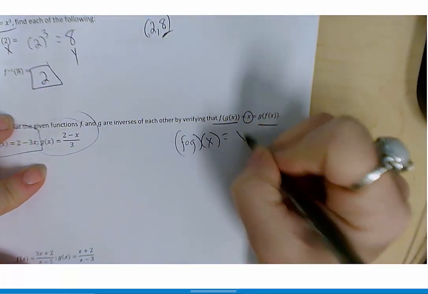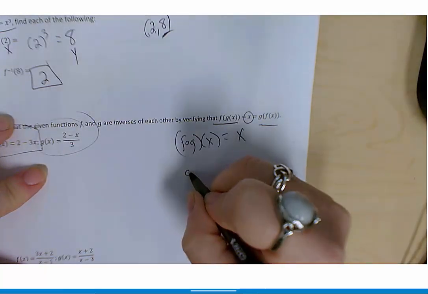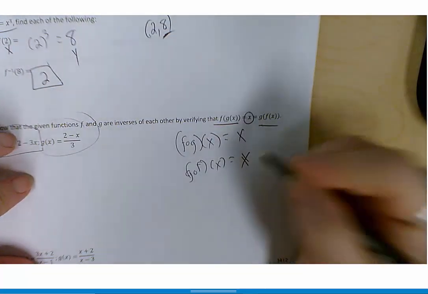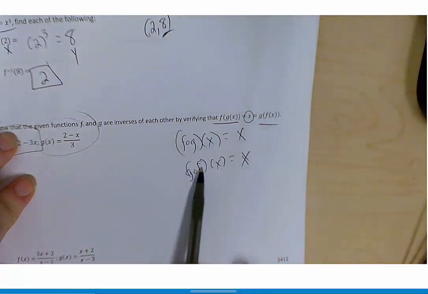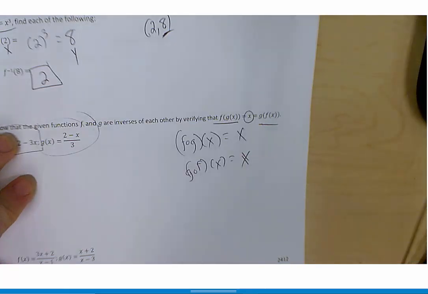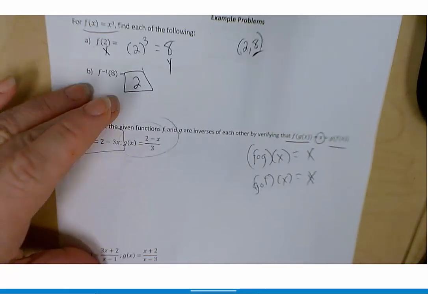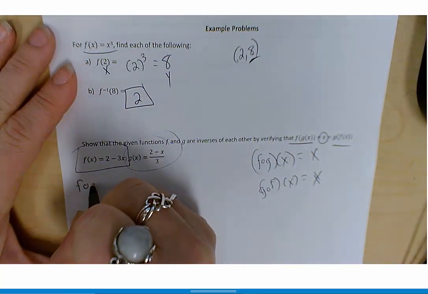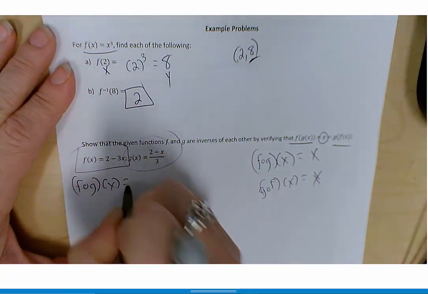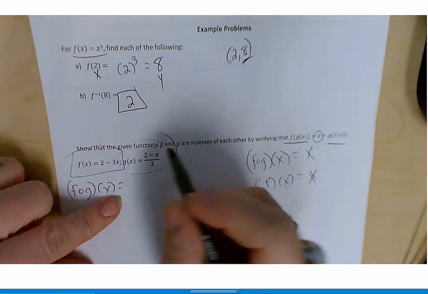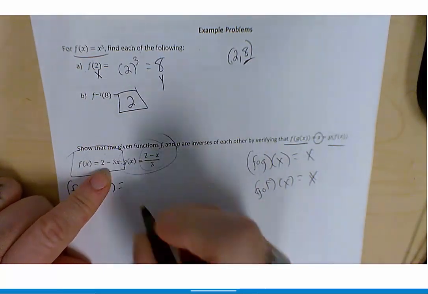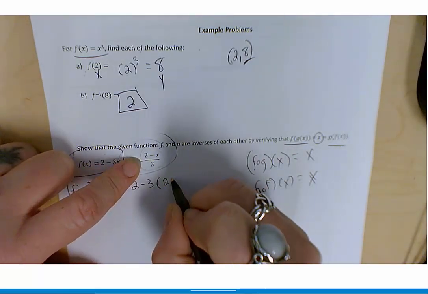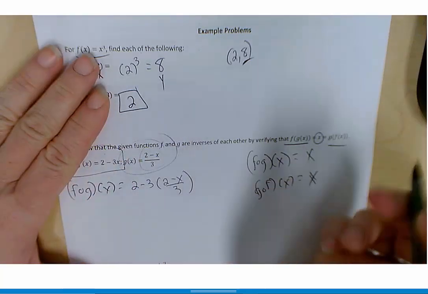f of g of x should give us an x as our answer. g of f of x should also give us x as our answer. As long as when we do these two compositions we get an x for both of them, then these two functions are indeed inverses of each other. So let's first figure out f of g of x, which means we're going to take g of x and plug it in here. So we have 2 minus 3x, where x is going to be 2 minus x over 3.